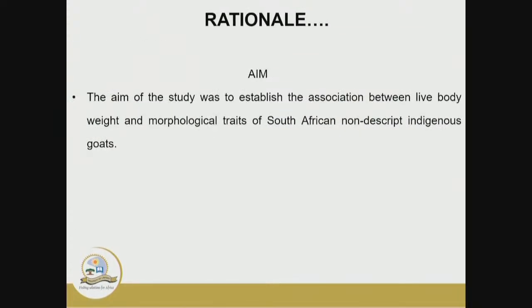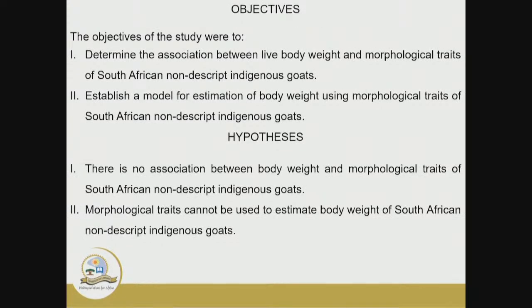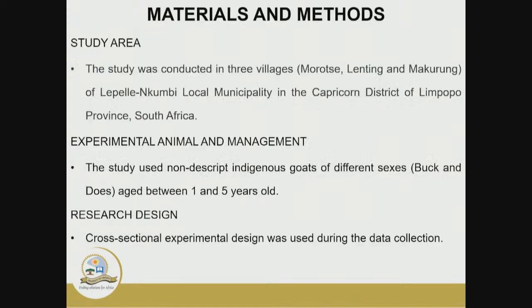The aim of the study was to establish the association between body weight and morphological traits of South African non-descript indigenous goats. Then the objectives of the study were to determine the association between body weight and morphological traits of South African non-descript indigenous goats, and to establish a model that can be used to estimate the body weight from morphological traits. The hypotheses were in line with the objectives of the study.